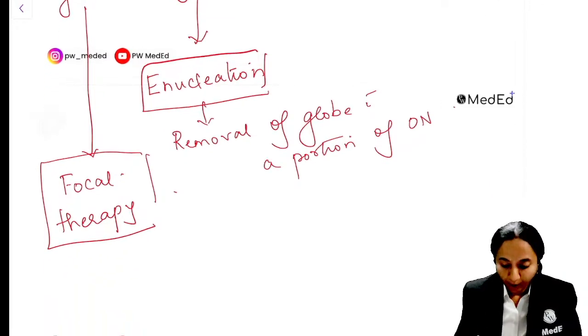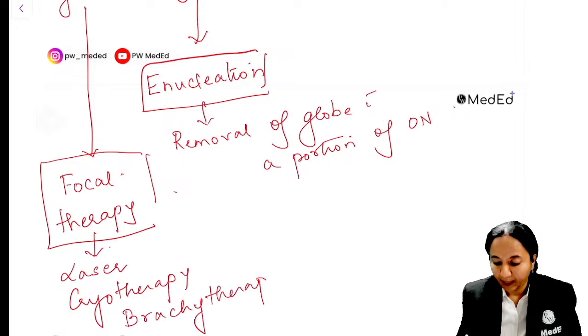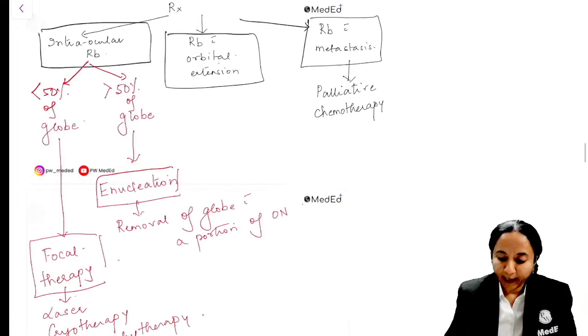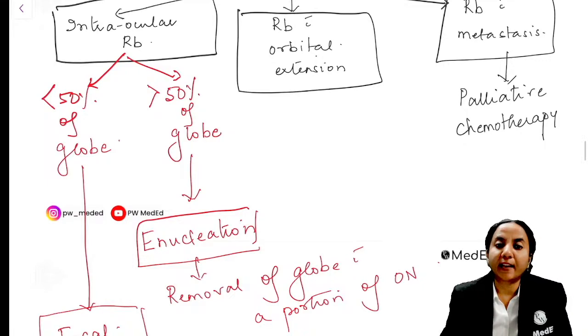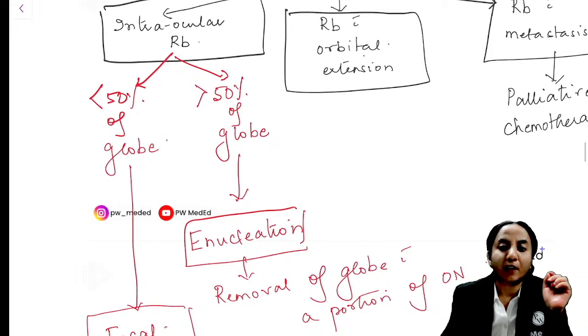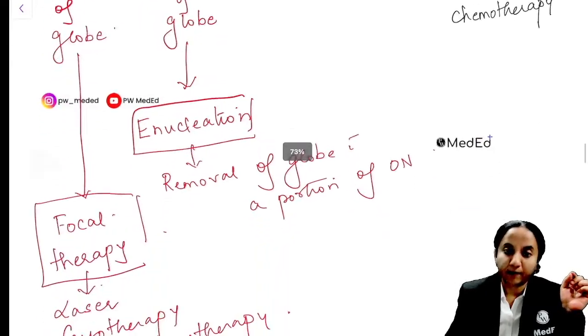What are the options of focal therapy available? Laser, cryotherapy and brachytherapy. These are the options of focal therapy. So look, if a question comes on intraocular RB, you have to see whether they have said it's a large mass or a small mass. If it's a large mass, more than 50%, you mark enucleation as the answer. If it is a small mass, you mark focal therapy as the answer.